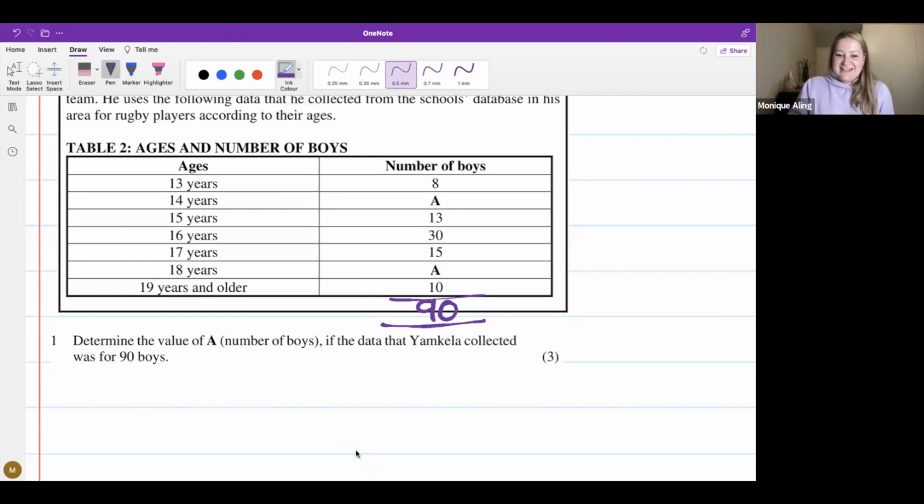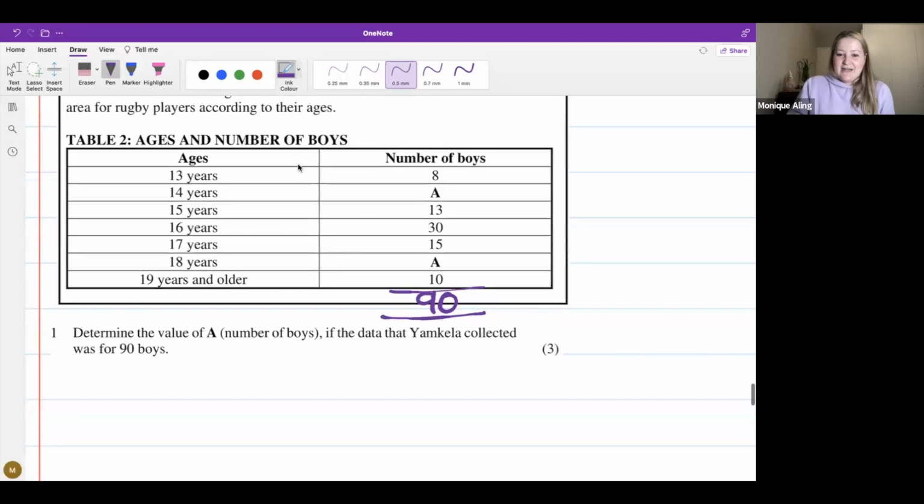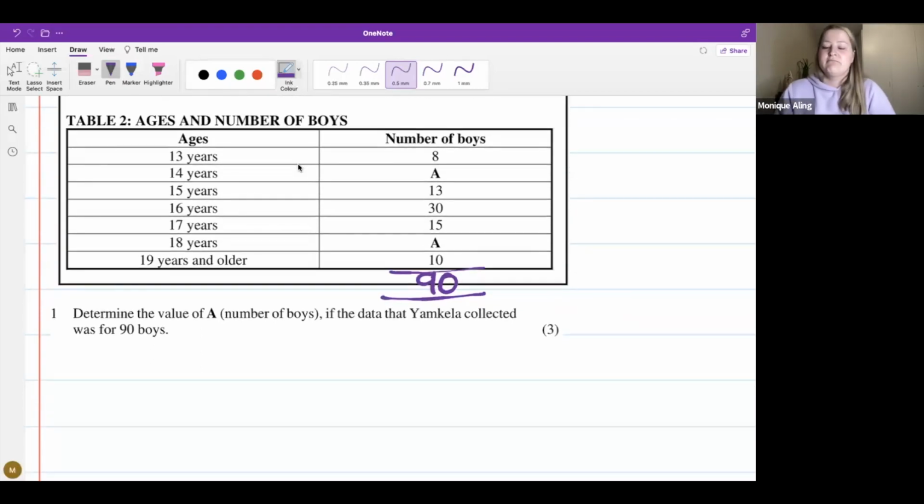For A, I think you're supposed to say 13 minus 8. Just 13 minus 8, and then you can get your answer. And then for the other one, you're supposed to say 10 minus 15. Okay, so if you do that, this is one way you can check if it's correct, right?